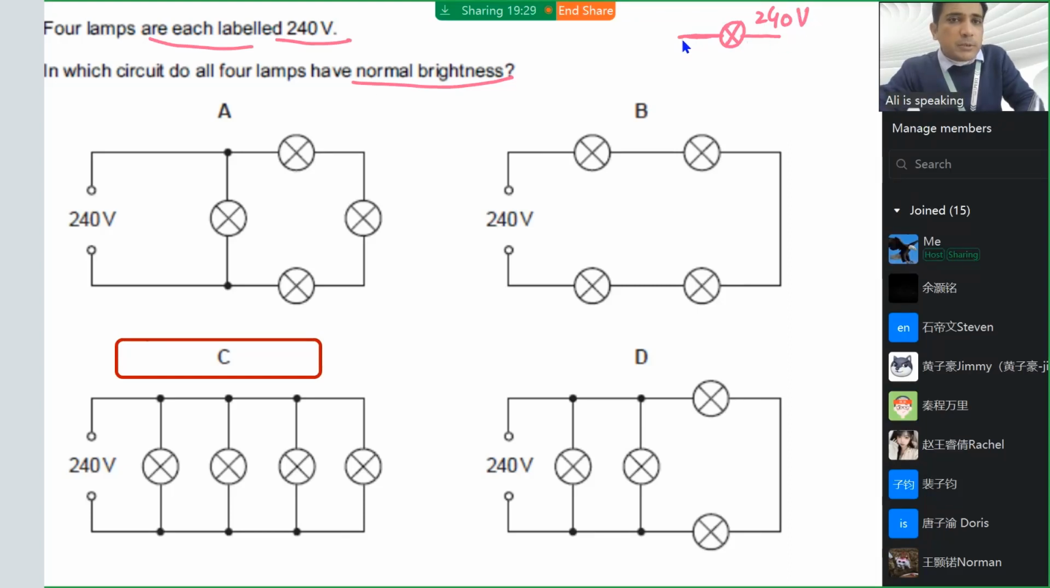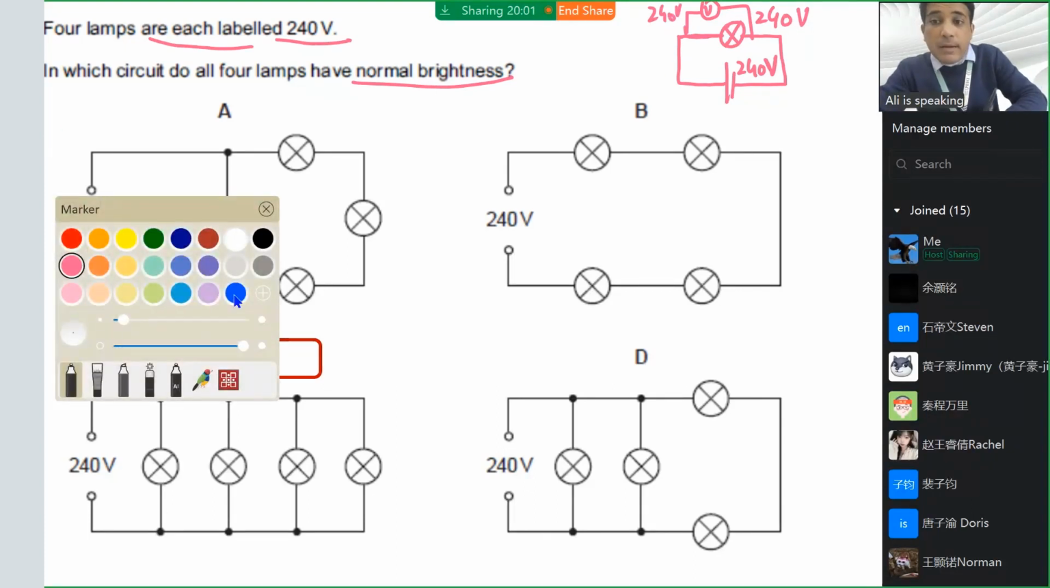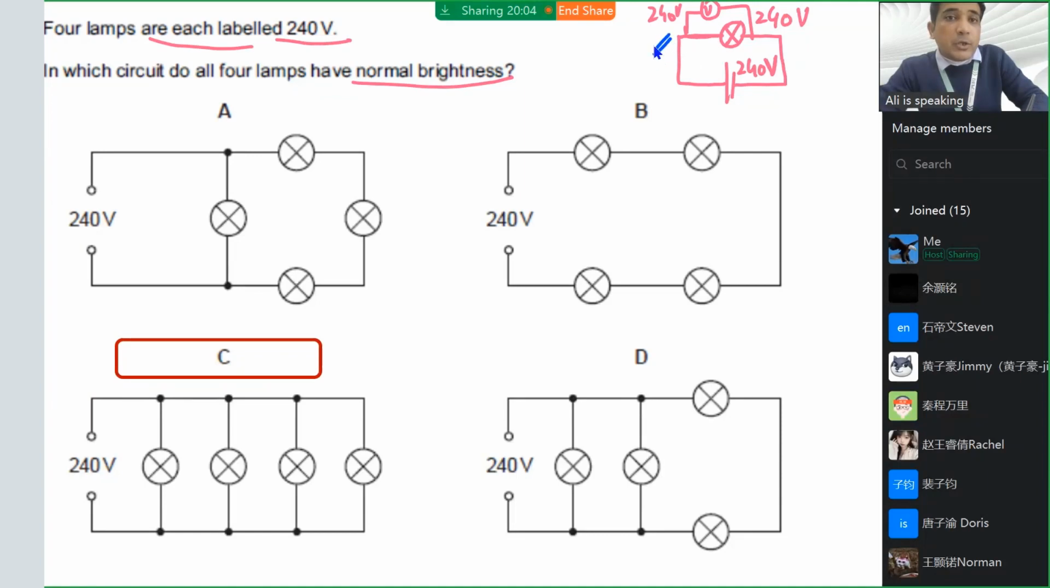If you give this much potential difference, let's say we connect a power supply here, and the potential difference across the terminals of this power supply is equal to 240 volts, we are assuming in this case it has no internal resistance. So if I connect a voltmeter across this bulb, the reading on this voltmeter will also be equal to 240 volts. So in this case, the brightness of this lamp will be normal.